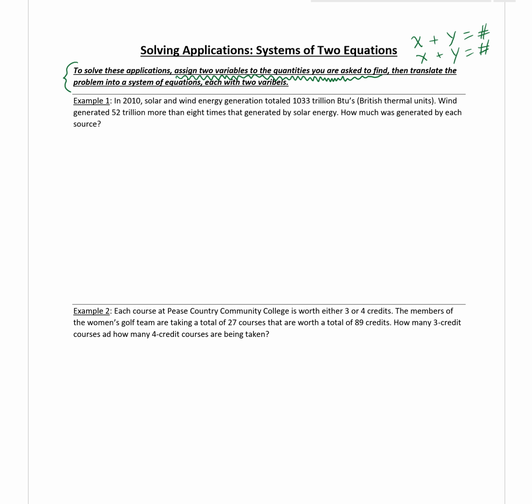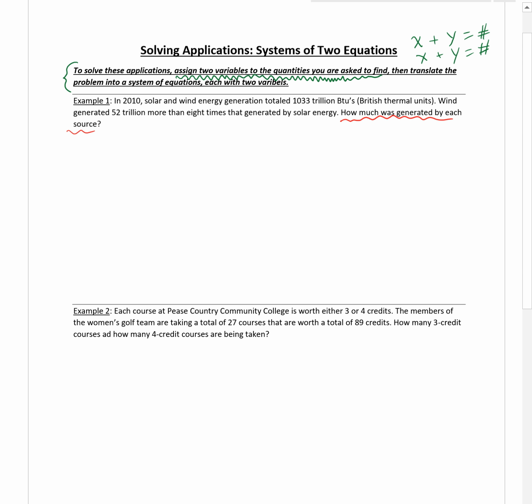In example 1 it says, in 2010, solar and wind energy generation totaled 1,033 trillion BTUs, which are British thermal units. Wind generated 52 trillion more than 8 times that generated by solar energy. Alright, that's going to be a complicated one, huh? But I'm just scanning this to make sure it makes sense, and then in the end I'm trying to see what they are asking me to find, and I'll make my variables equal to those things. So they're asking how much was generated by each source.